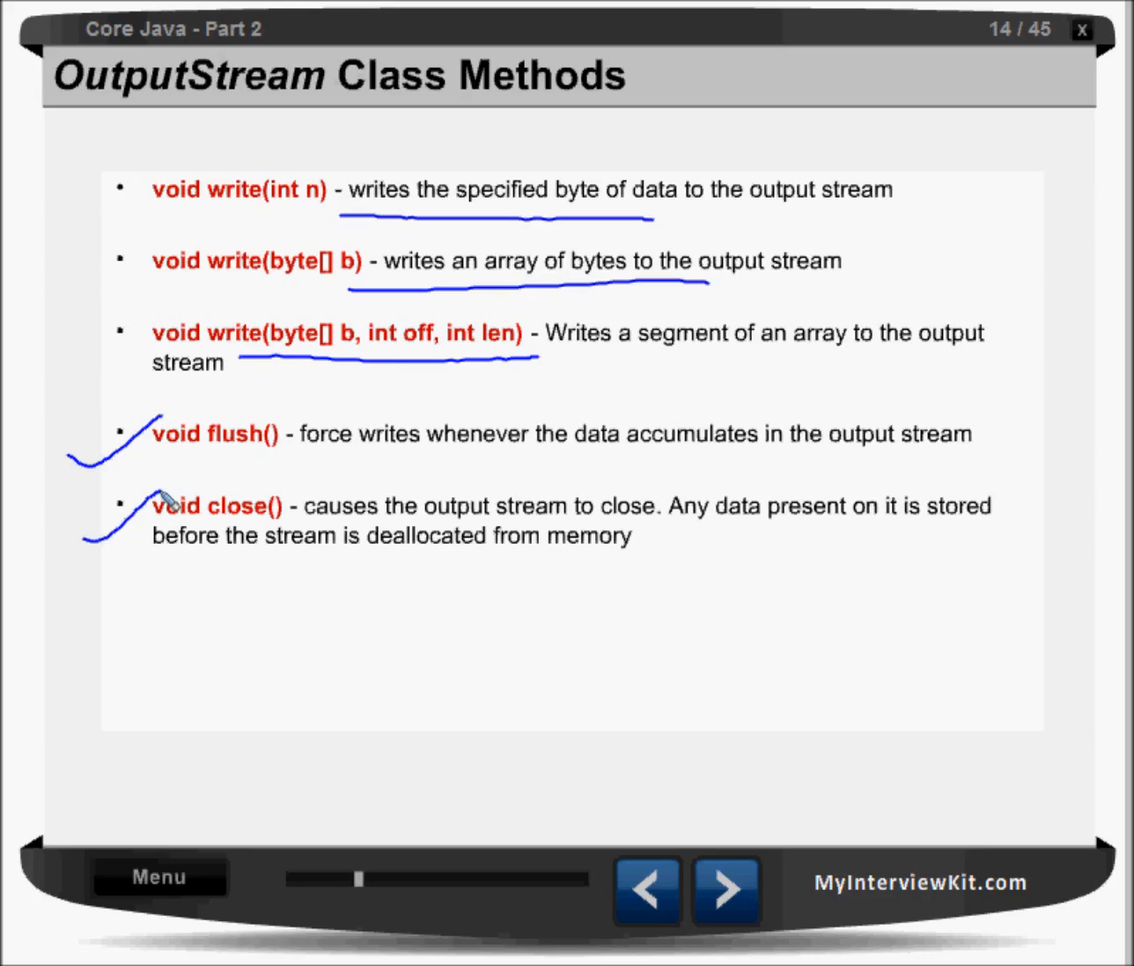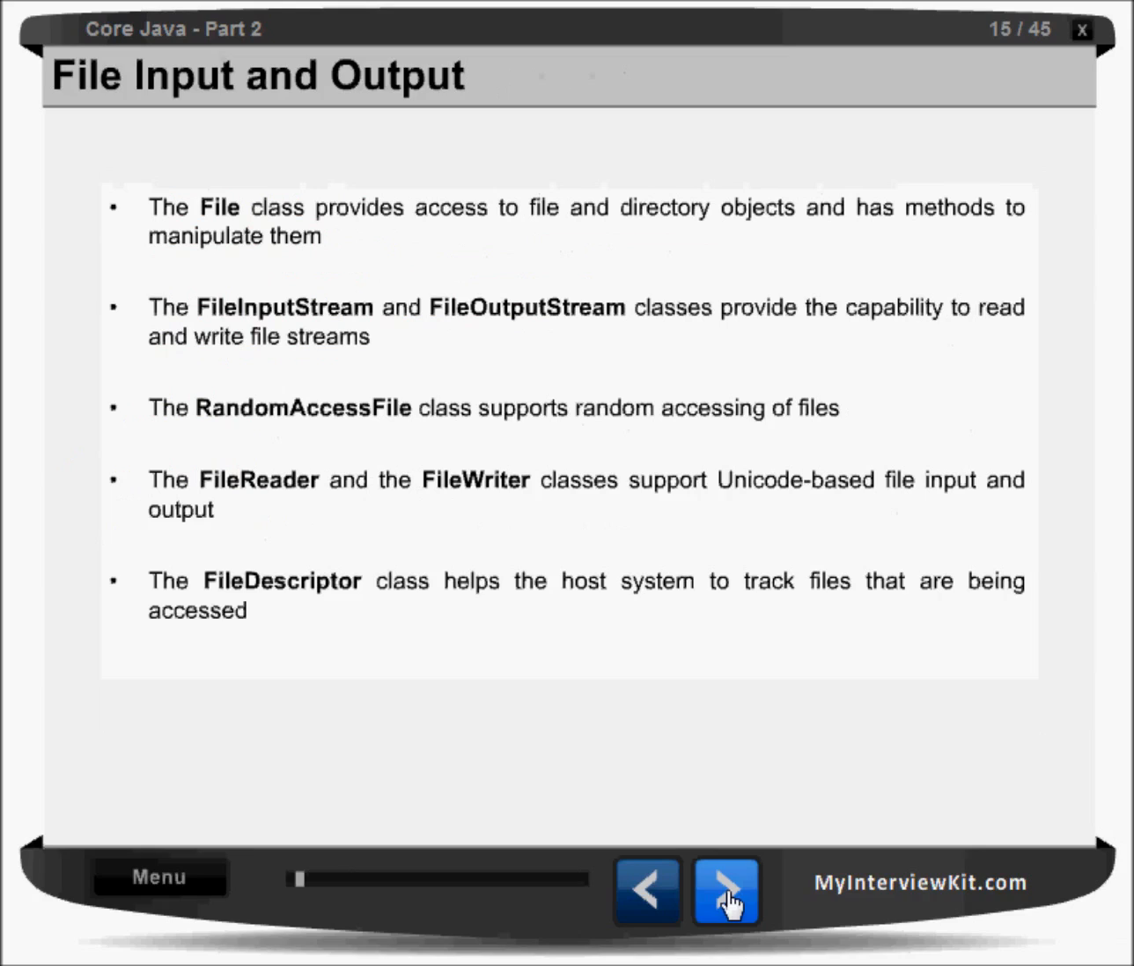and any data present on it is stored before the stream is deallocated from memory. So whatever data it is holding, it will get stored to the file and then it will be deallocated from the memory. Okay, so we understood the input stream, output stream, and the methods from that. Now there's an important class, that is the File class.